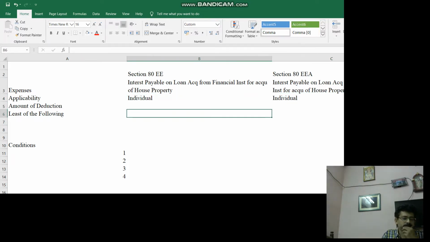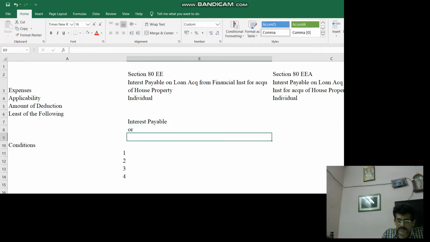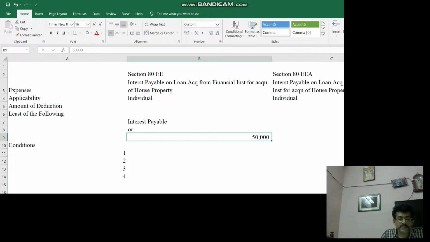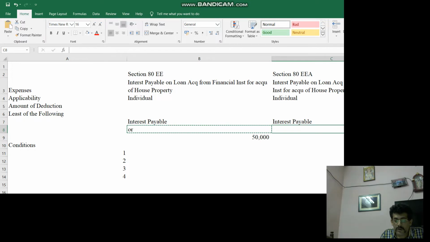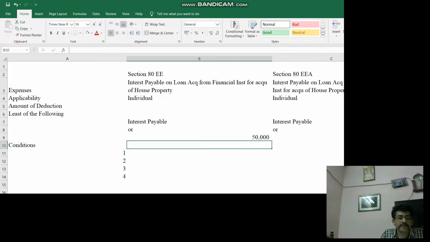Then what is the amount of reduction? Least of the following. The least of the following is known as reduction. What is the least? Interest payable. So whatever amount of interest payable, or rupees 50,000, whichever is least is known as reduction under section 80EE. Now, what about 80EEA? Interest payable or rupees 1,50,000 is the amount which you can take as reduction.